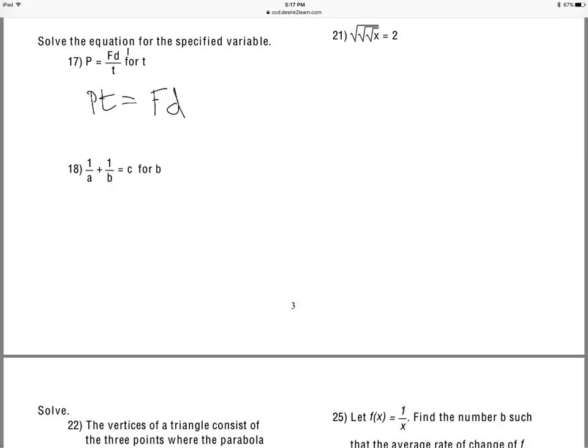Simple as that, because think about it. The reason why I did it was those t's cancel, t on this side, there we go. So to get to the t, what do I do? Divide both sides by p. There you go. That would be the answer. Fairly quick and straightforward.